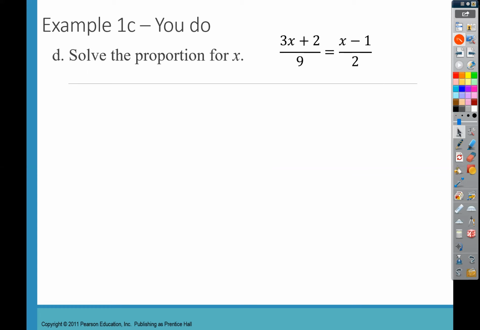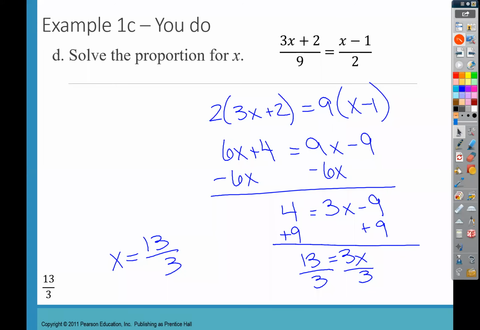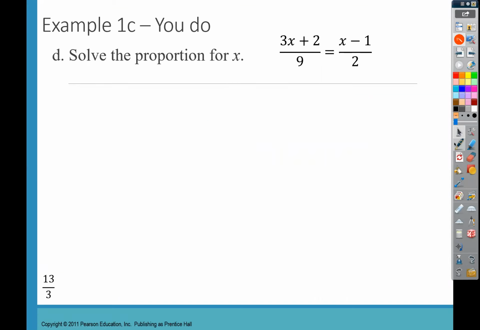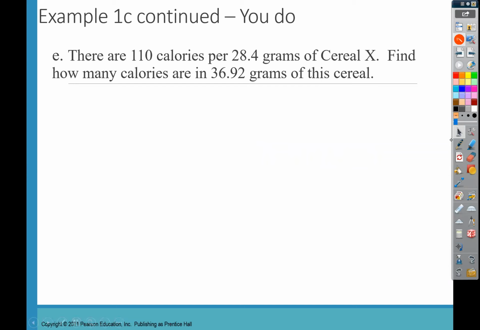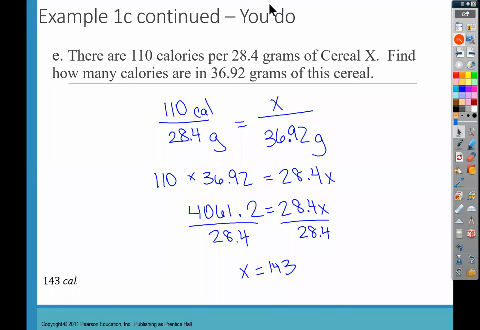Now you try one. You should have gotten x equals 13 over 3. 1c, try this one also. Go ahead. You should have gotten that it would have 143 calories.